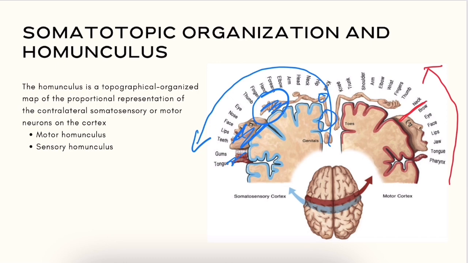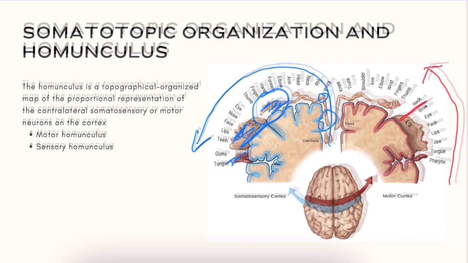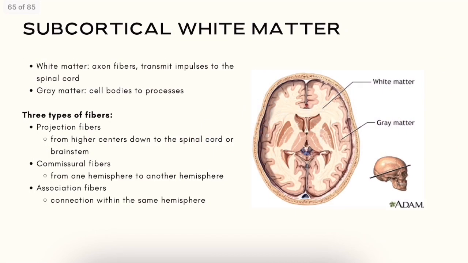All right, so that's our topographical organized map, our homunculus. We're nearing the end of our telencephalon. We're down to the subcortical white matter. Now, our white matter, these are axon fibers and they transmit impulses to the spinal cord. And our gray matter, these are cell bodies to processes.